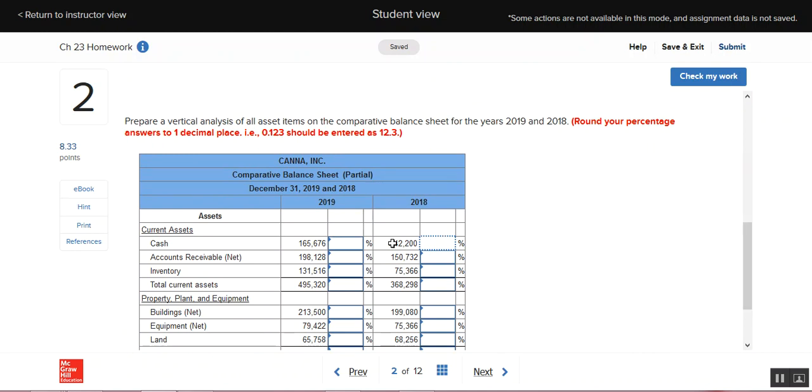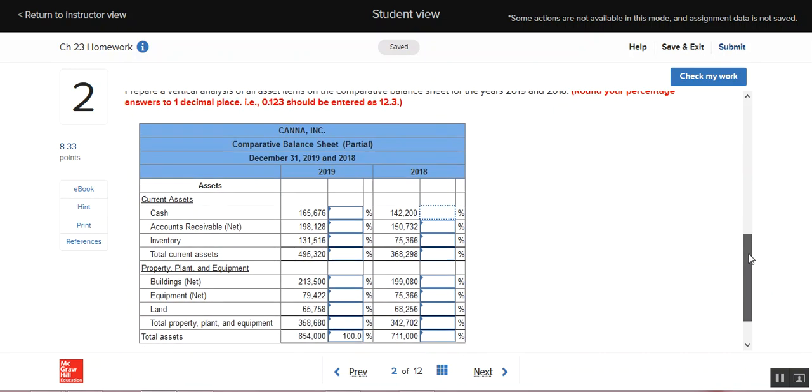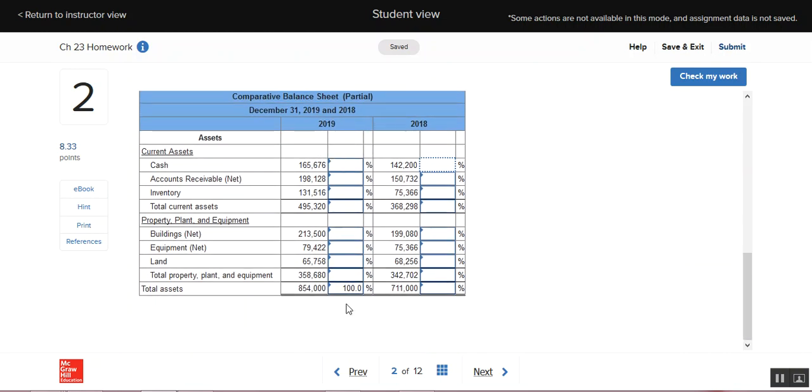So this is really helpful. It gives us a chart. So basically we just have to fill in the blanks in the chart. So we're doing a vertical analysis. In other words, we're doing percentages. We're working up and down, thus the term vertical. And we're doing percentages of each asset in terms of total assets.